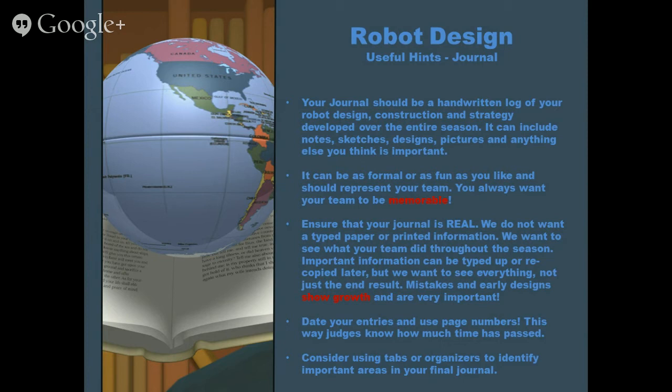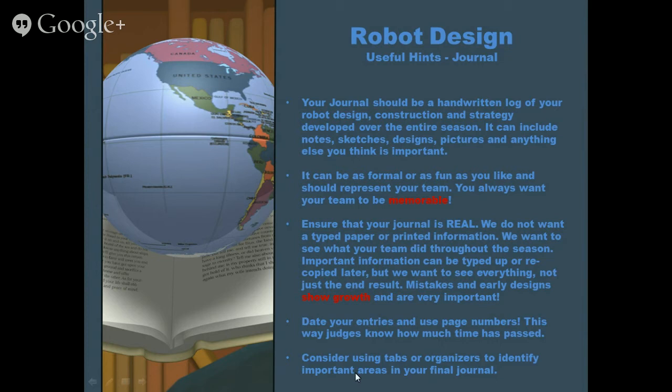So remember, try and keep a good journal, take some notes as you go along, tell us all about your early designs and how you changed. Try and remember to date your entries and to use page numbers, because those are both great indicators of how much time has passed. If you do it properly, we should be able to look at your journal and look at everything you did over the course of a month and see all the changes you made and what you worked on. And that's great and will really help your score.